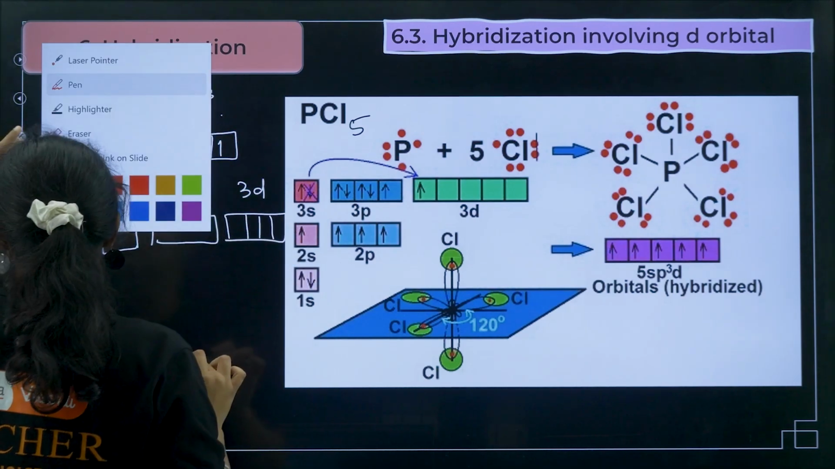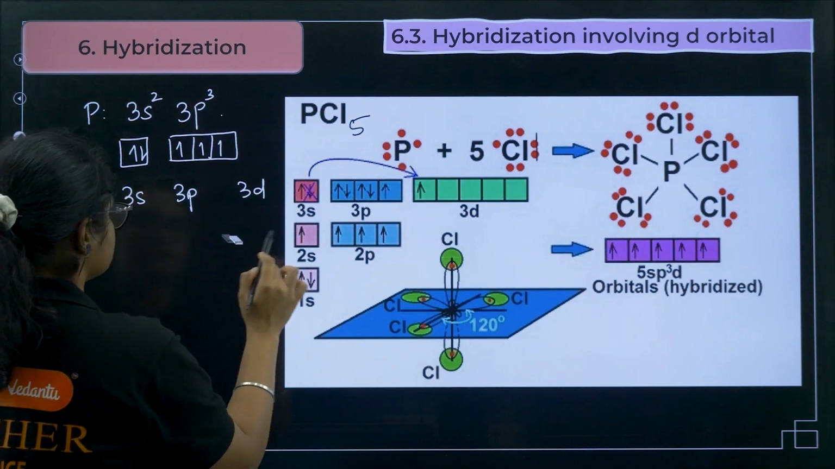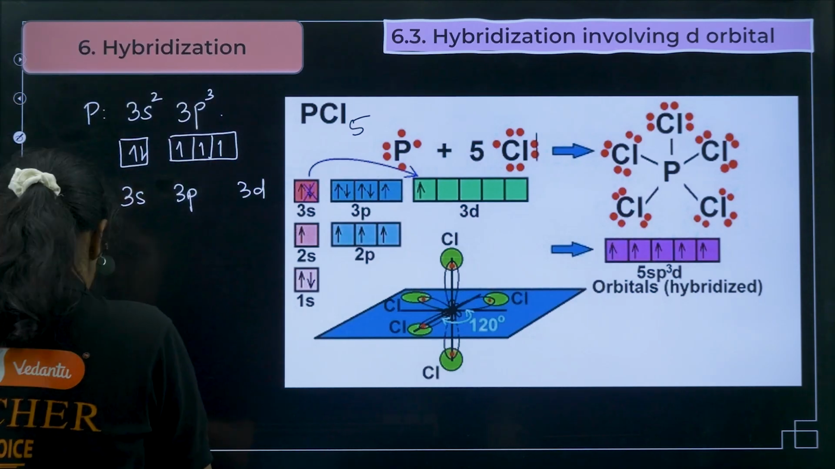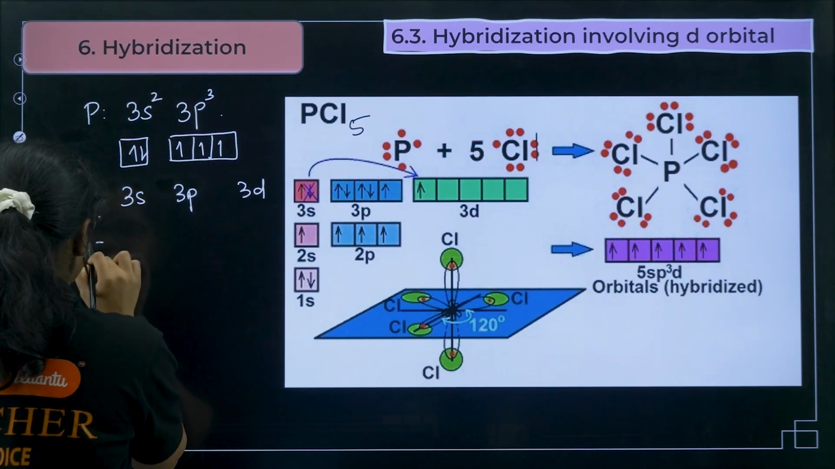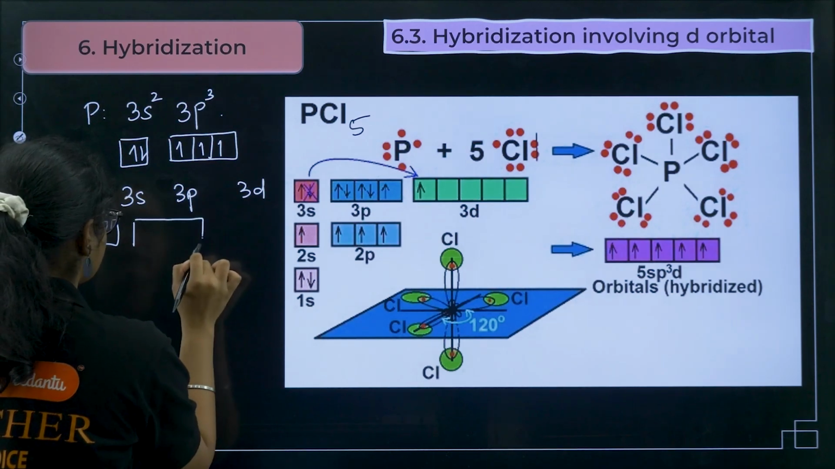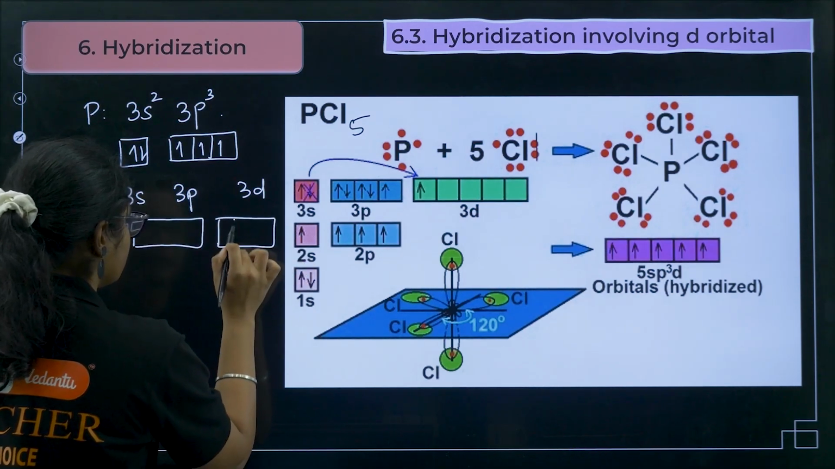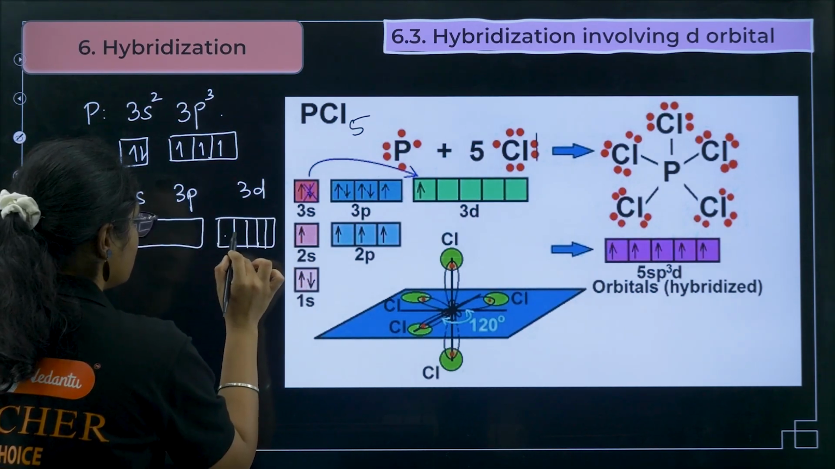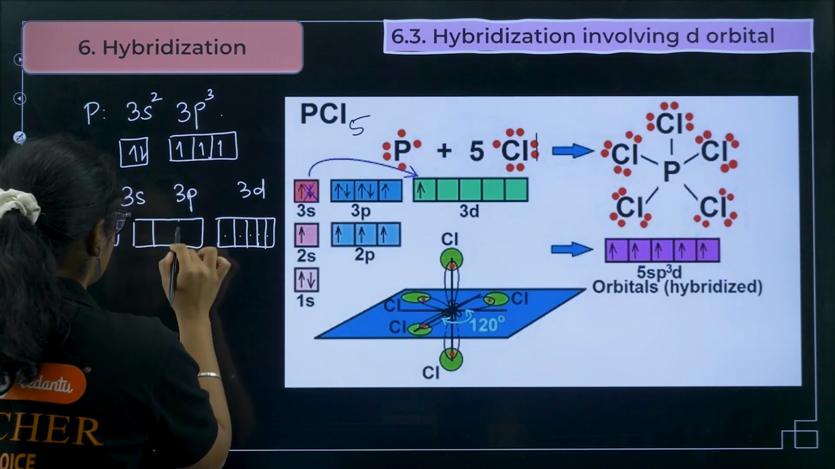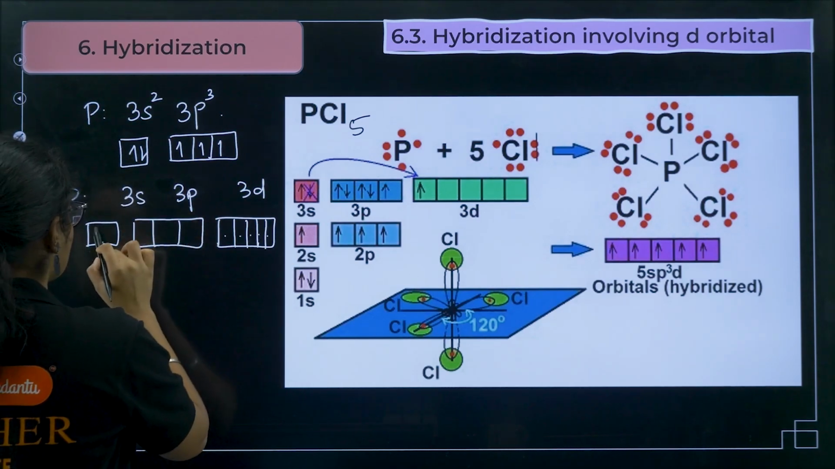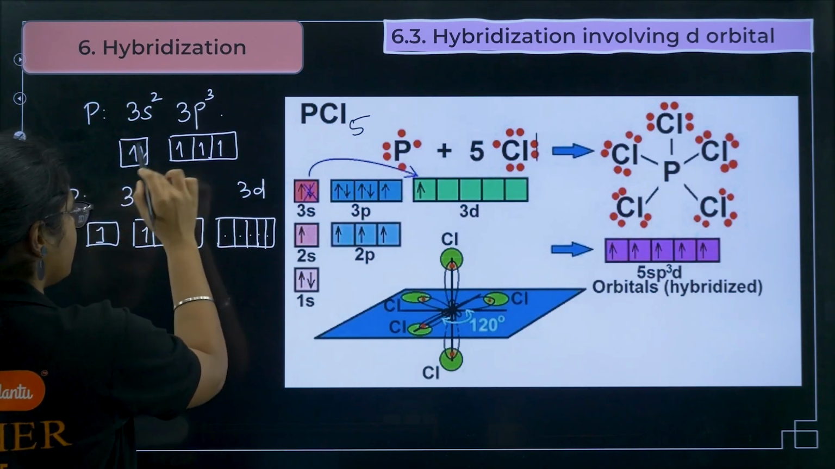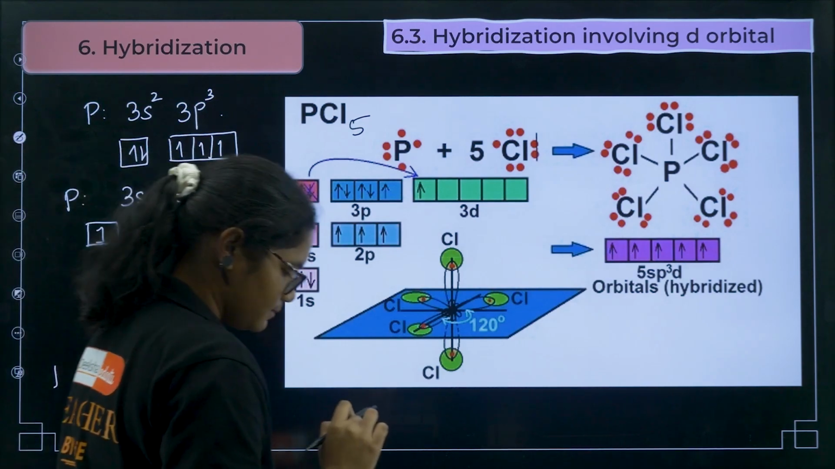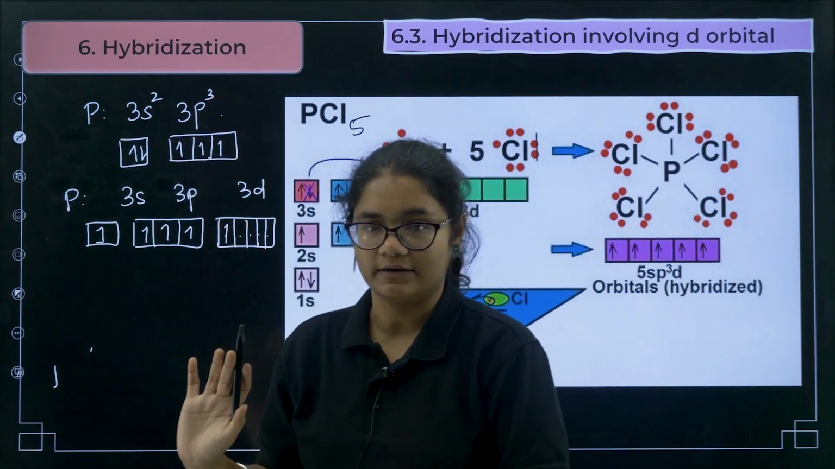Let me make it a little bit smaller so that we can accommodate all the orbitals. So we have 3s, then 3p, and then 3d, 1, 2, 3, 4, 5. Here I have 3 and here I have 2. So now 1 electron I excited here.